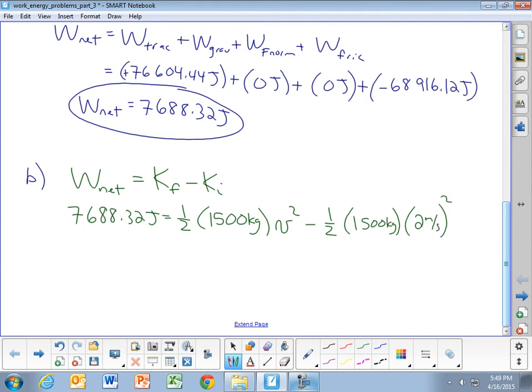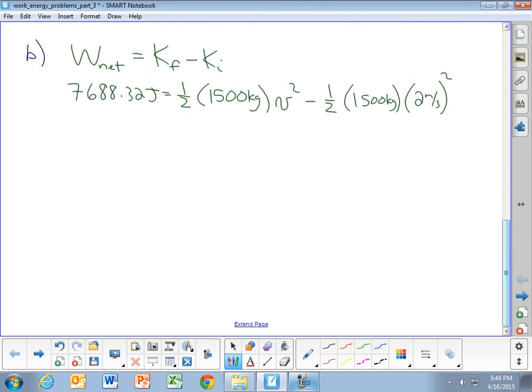Again, a common mistake that people make is they just set the final kinetic energy equal to the work done. That's not always true. If it started with some energy, then the work just adds on to that energy. You have to remember to include that initial energy. And so if you solve this, you get a speed of 3.775 meters per second.